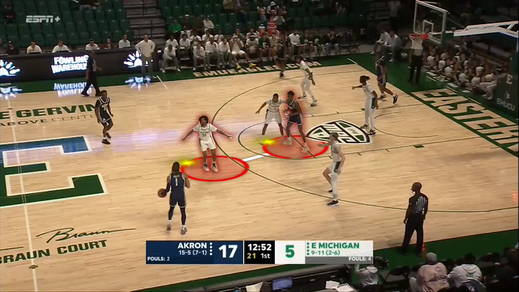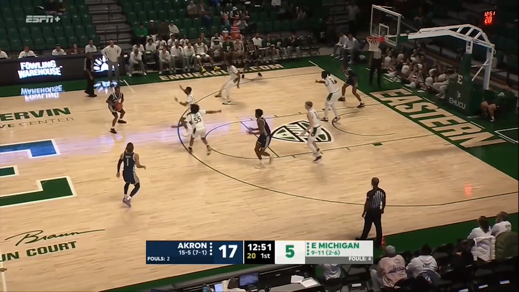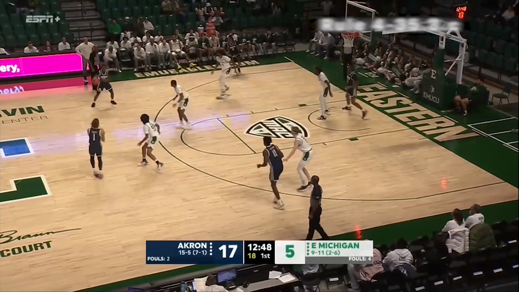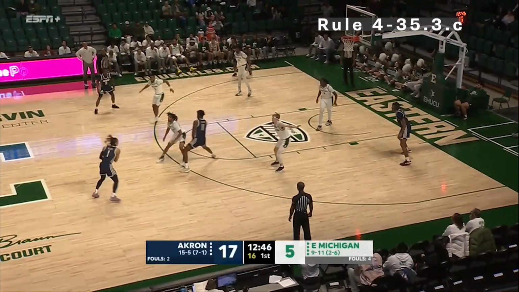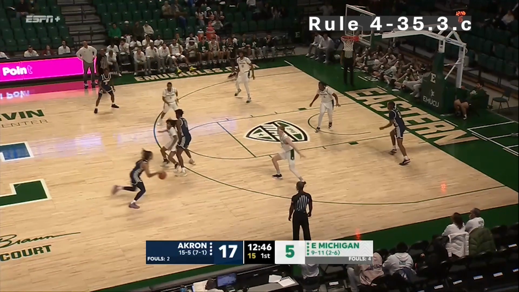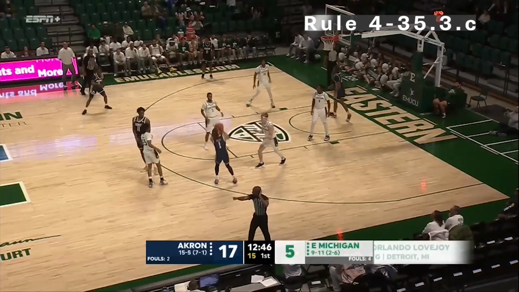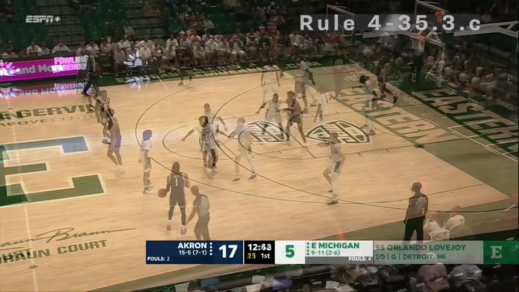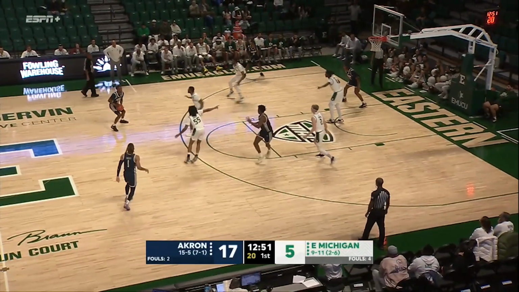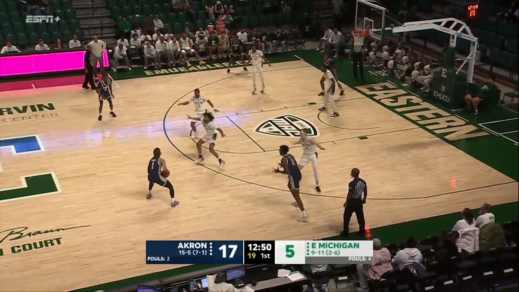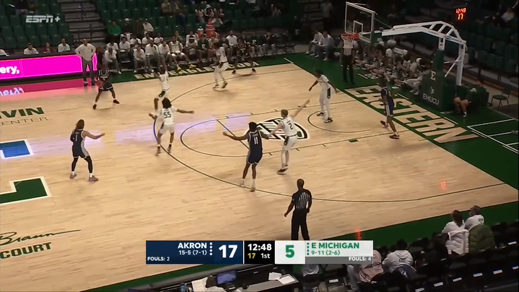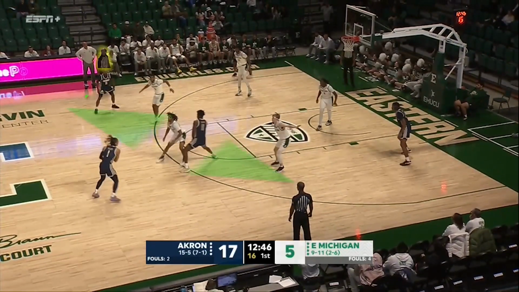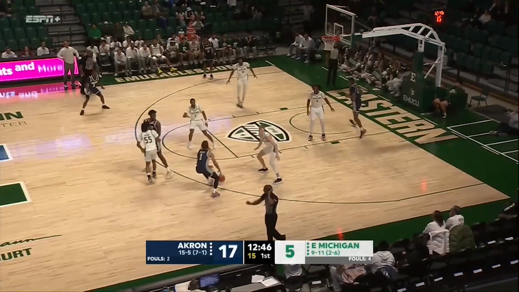On this play, green 11 sets a screen on moving defender white 55. Rule 435(3)(c) says that a screener shall not take a position so close to a moving opponent that his opponent cannot avoid contact by stopping or changing direction. Green 11 does not meet the guidelines on this play, and he is correctly called for an illegal screen. Mechanically, this is a two-referee play. The center is in good position, while the trail needs to adjust his position towards midcourt to get an open look at the screen.